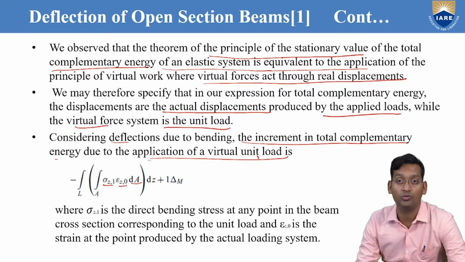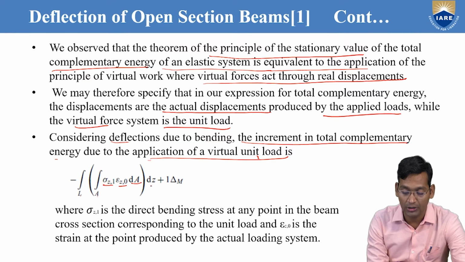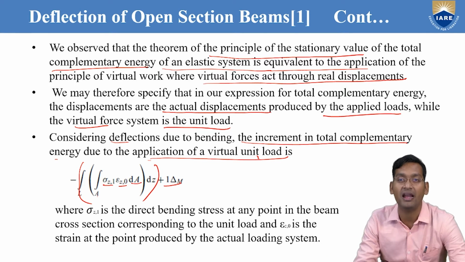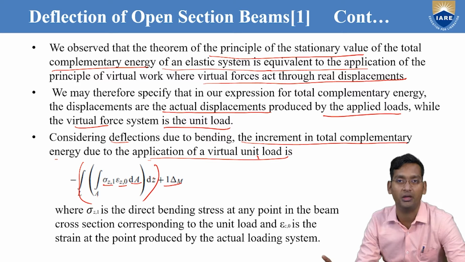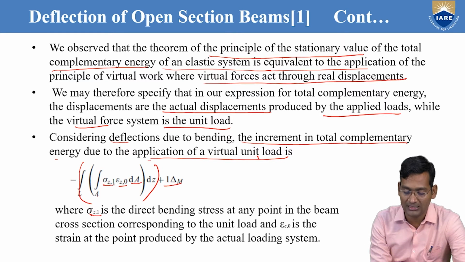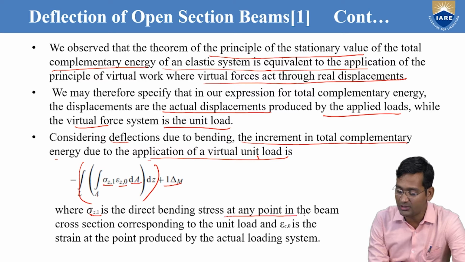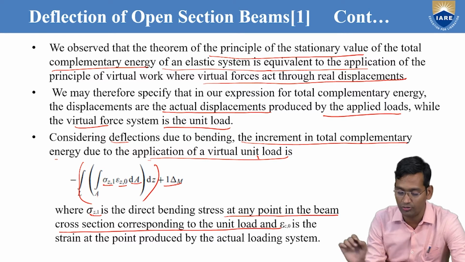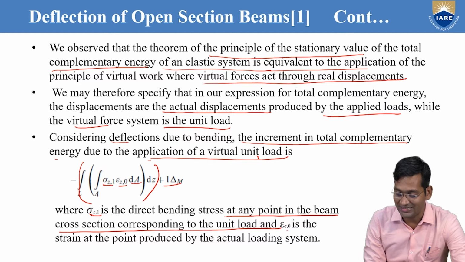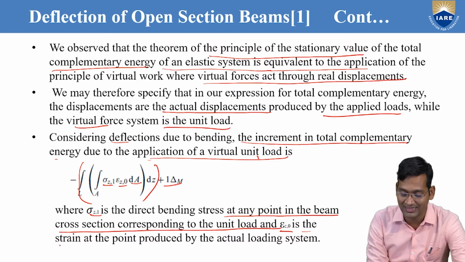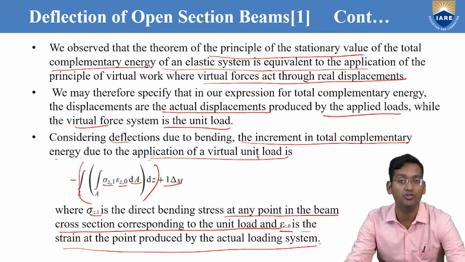So where that shows the point, into dz. So this you have to integrate, and plus moment, that displacement delta, that displacement because of the moment. Again here 1 stands for the unit load method, where sigma z,1, this term is the direct bending stress at any point in the beam cross section corresponding to the unit load. Epsilon z,0 is the strain at the point produced by the actual loading. So 0 here is for actual loading and 1 for the unit load method.